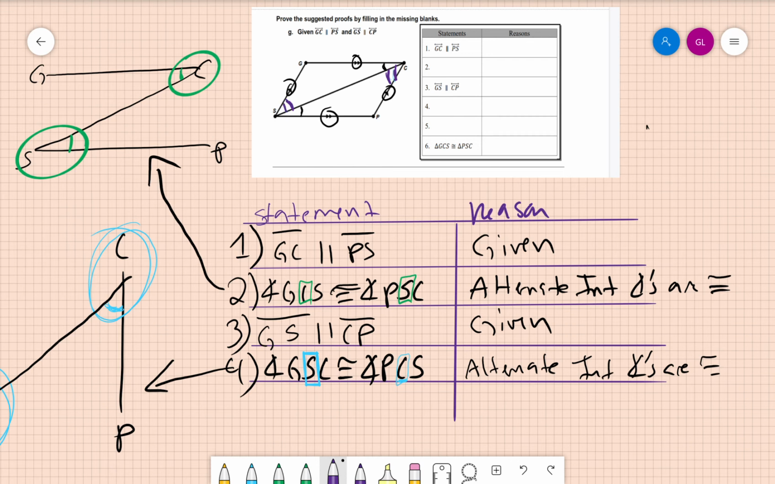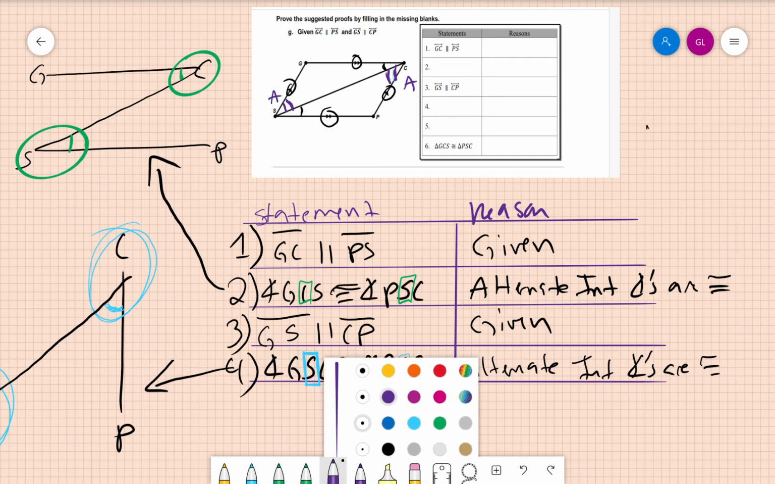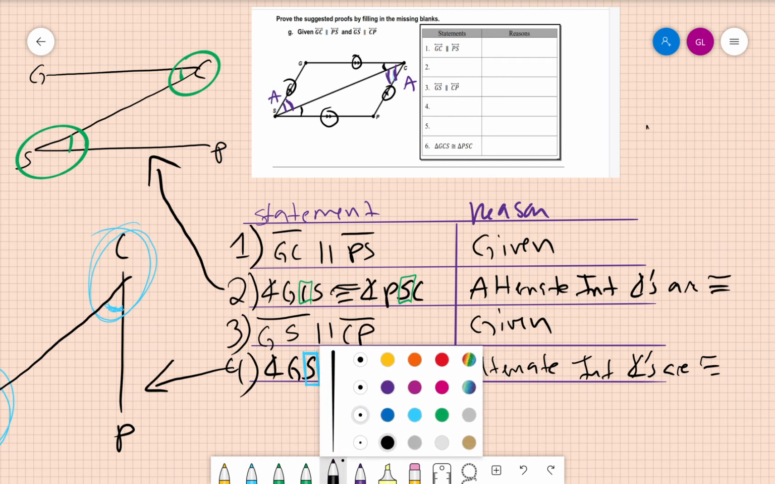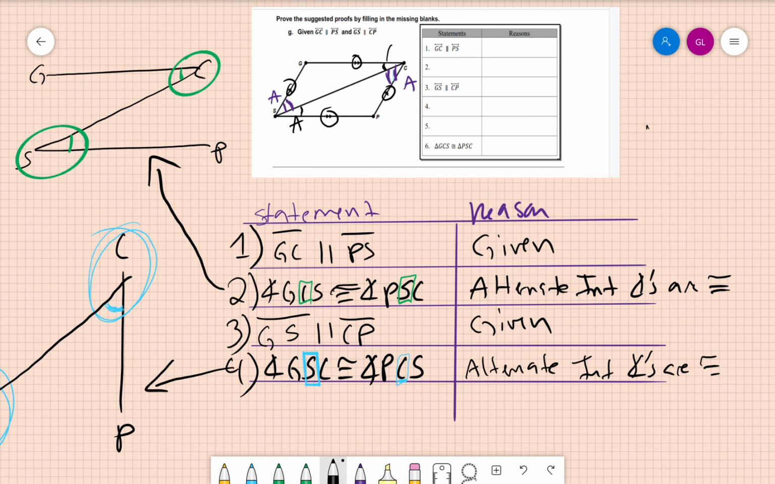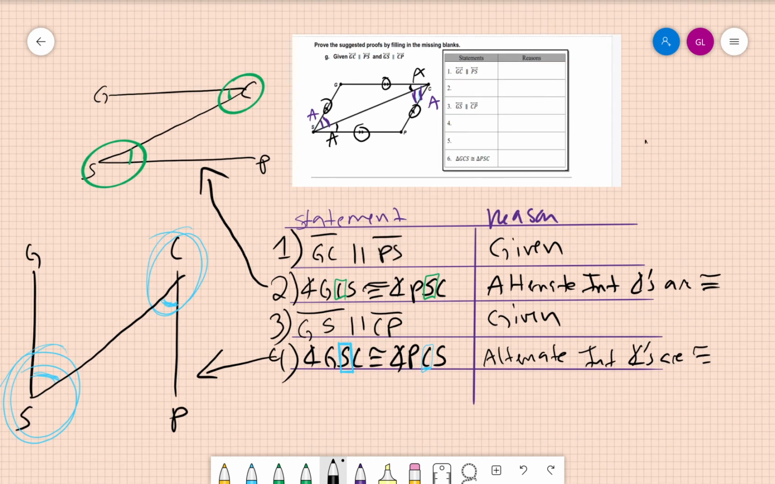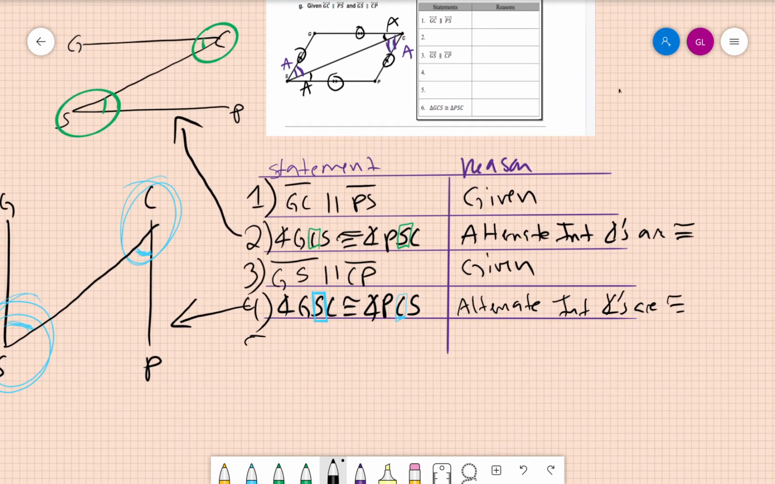So we're going to have the black angles are congruent to each other. I'll put the purple ones here. So the purple angles are congruent to each other, and then we also have the black angles are congruent to each other. So now we're missing something, and this is where the 5th step comes in. For step 5, we're missing something.